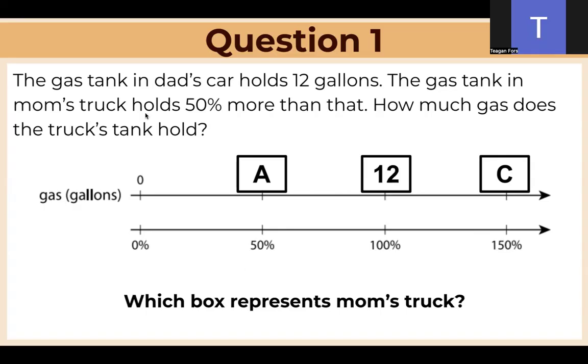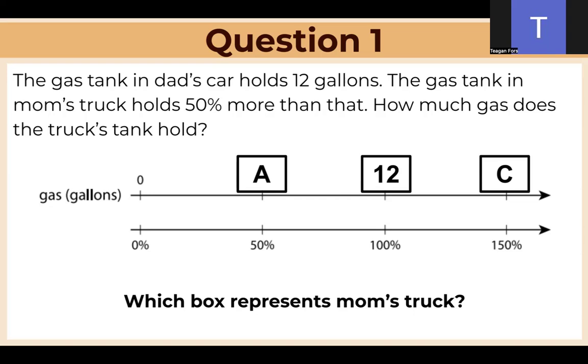The gas tank in Dad's car holds 12 gallons. The gas tank in Mom's truck holds 50% more than that. So we are looking at the same question. Here is your correct answer. So the 12 belongs in box B at 100% because our original or starting amount is always going to end up in 100%. And we're starting with what we know about the gas tank in Dad's car.